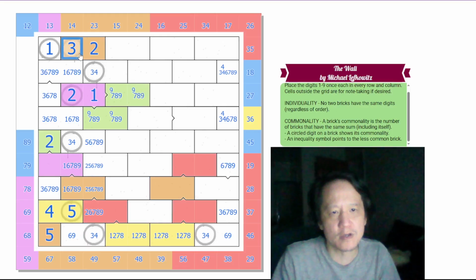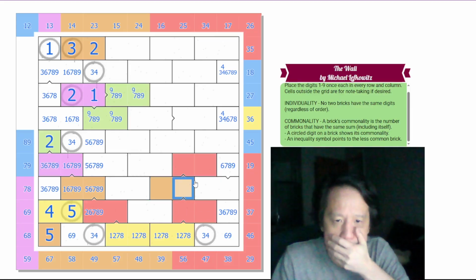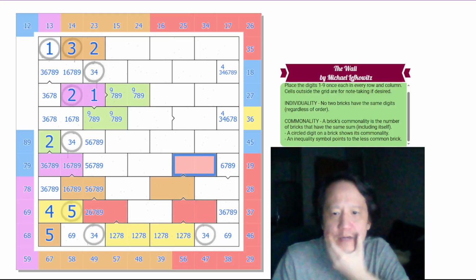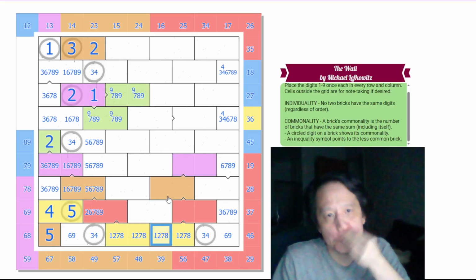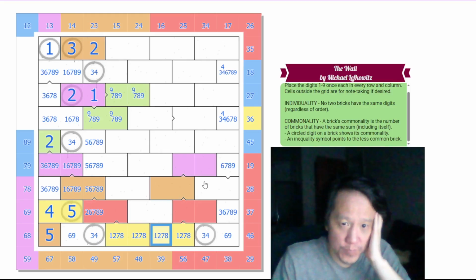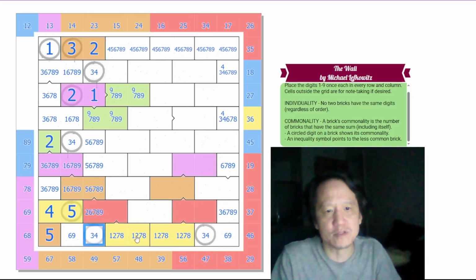This can't be... this can't be 2 anymore, and this can't be 2. This is 3, 6, 7, 8, 9. Oh, this is not red. This is pink. Okay. These digits are 4 through 9. Maybe it was this that I messed up. Oh. Interesting. Okay.